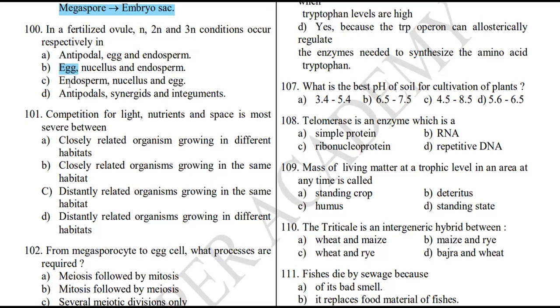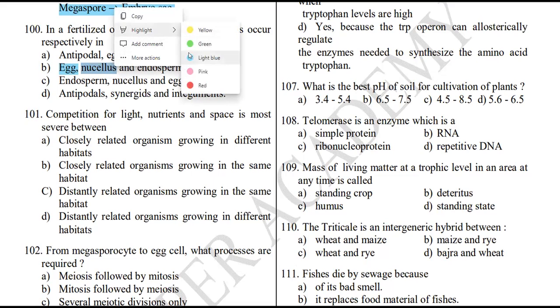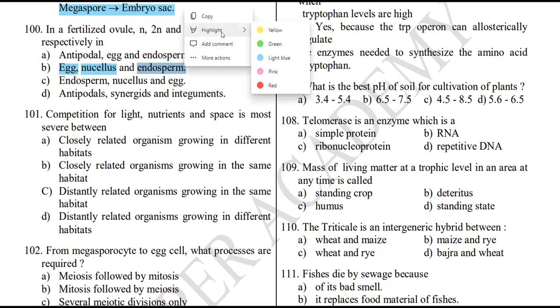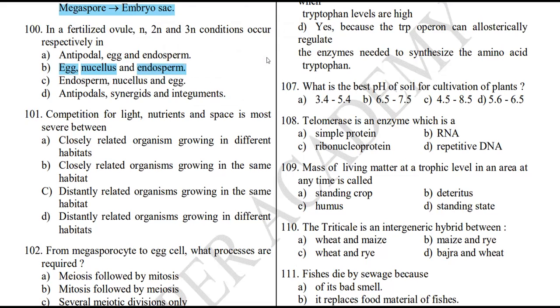So egg is going to be N and nucellus is going to be 2N. The nucellus is the one which gives rise to the megaspore mother cells, right? And then the endosperm in an angiosperm is going to be triploid in nature. So you have to remember they are triploid. So the answer is very simple, option B.